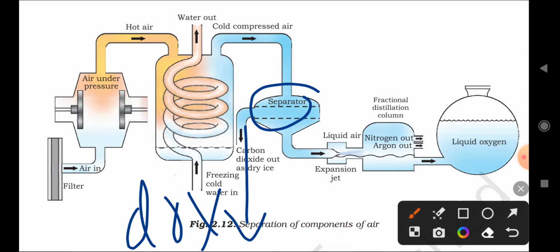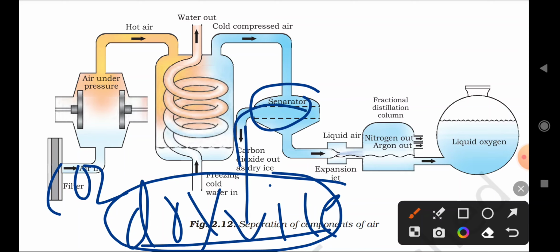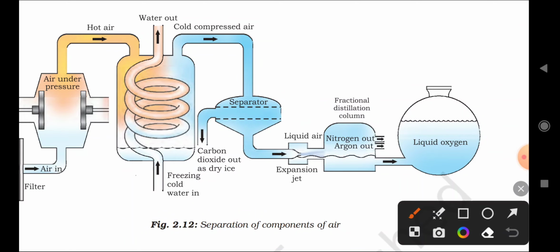Okay, the carbon dioxide is taken out from the separator, or taken out from the air, in the form of dry ice. You already know that dry ice is carbon dioxide. That carbon dioxide is taken out from the separator in the form of dry ice. After that, the cooled air, with the carbon dioxide separated, is passed through the expansion jet.